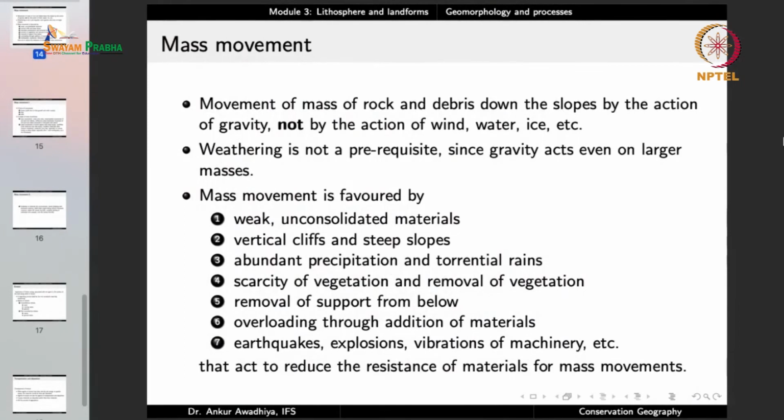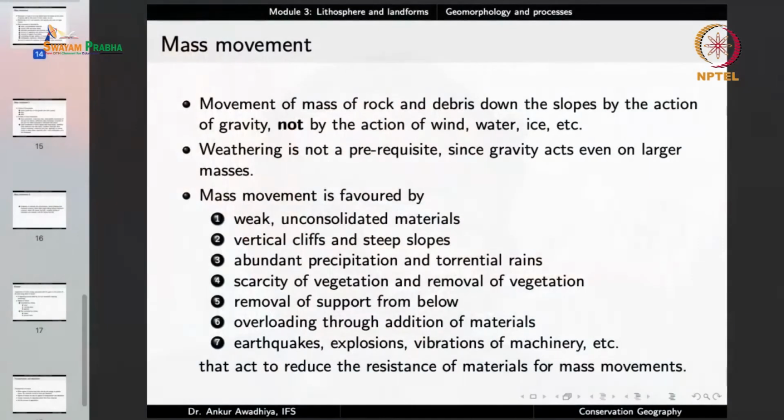Mass movement is favored by weak and unconsolidated materials. If the materials are very much consolidated, they exist as a large size mass, then probably in a smaller slope it will be difficult to move it. But in the case of unconsolidated materials, they collapse very easily, they tend to move very easily. Vertical cliffs and steep slopes. Now here, because gravity is playing the majority of role, if there is a vertical cliff or if the slope is steep, then gravity can move the material in a much easier manner.